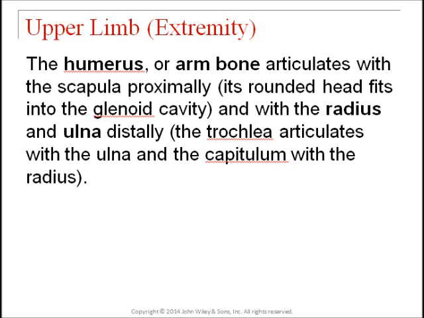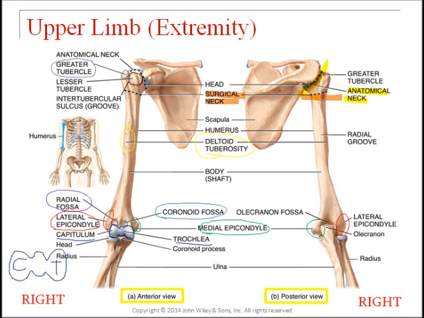Moving down the upper limb from the scapula, we'll have the humerus, which is the upper arm bone. And the humerus articulates with the scapula proximally. So that rounded head of the humerus will fit perfectly into the glenoid cavity to create a joint. Distal to the humerus, we have the radius and ulna. Radius and ulna are the two bones of the forearm, which also connect perfectly.